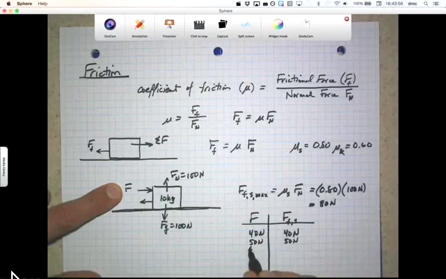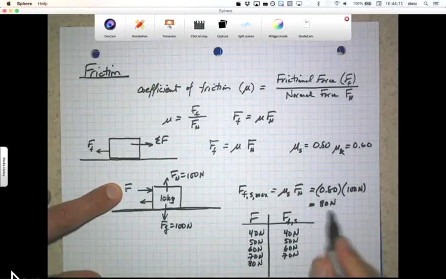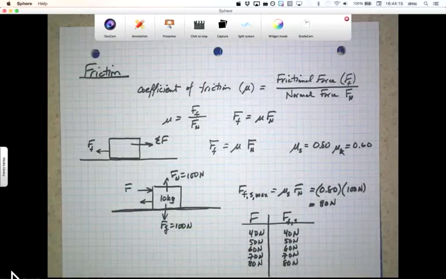Let's say we push more, 60 newtons. Again, back to 60. 70 newtons, it pushes back with 70. It's got up to 80, right? 75 will give you 75. You get up to 80 newtons of force pushing it. That's as much as it can do, but it will push back with 80 newtons, and the object won't move.